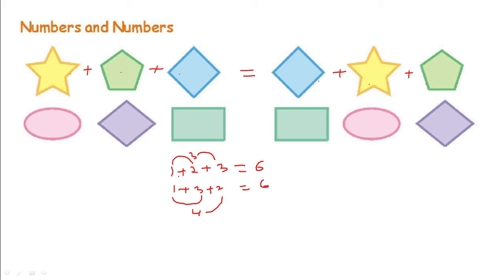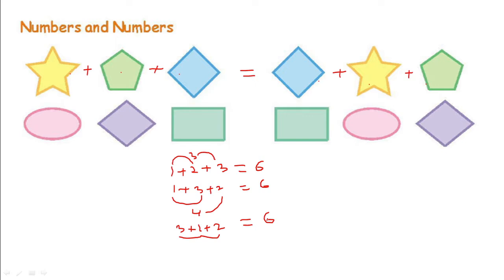Okay. 1 plus 2 plus 3 is 6. 1 plus 3 plus 2 is also 6. First we have added 1, then 2, then 3. In this sequence we have added 1 to 3, then 2, but the sum in each case becomes the same. Again, if we add 3 plus 1 plus 2, it is 6, which means the sum doesn't change by changing the sequence.